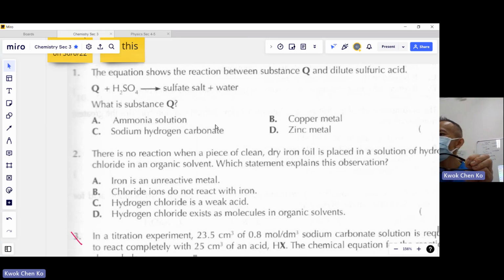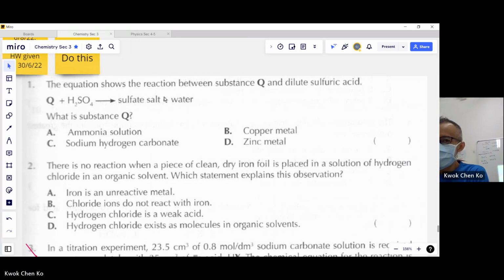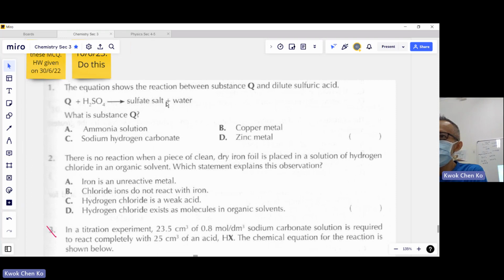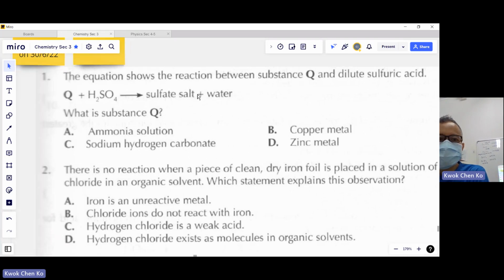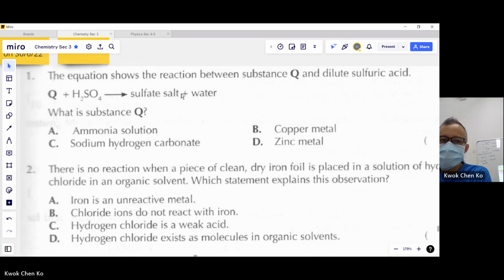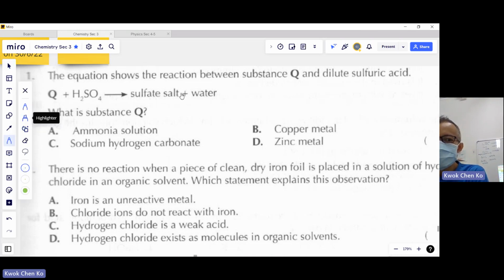Okay, come, let's go through. This would be examples of trickier questions. Look at number 1. Tell me, when you look at the products, what do you think? You have salt and water. So what do you think Q is? Q must be a neutralization.